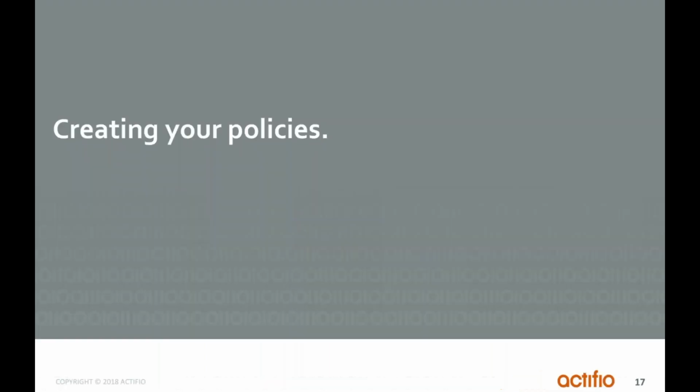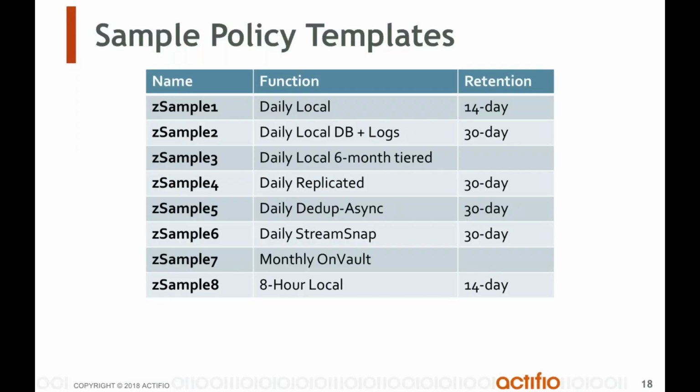Our newest release of the Actifio appliance, 8.0, comes with 8 sample templates. The names of these policies, as you see here, are prefaced with the letter Z to make them appear at the bottom of the list. Our list of templates is alphabetic, so this keeps them down near the bottom. The sample templates can be used as is, or you can modify their policies to meet any application requirements, as well as the fact that you could create new templates and policies if you so desire.